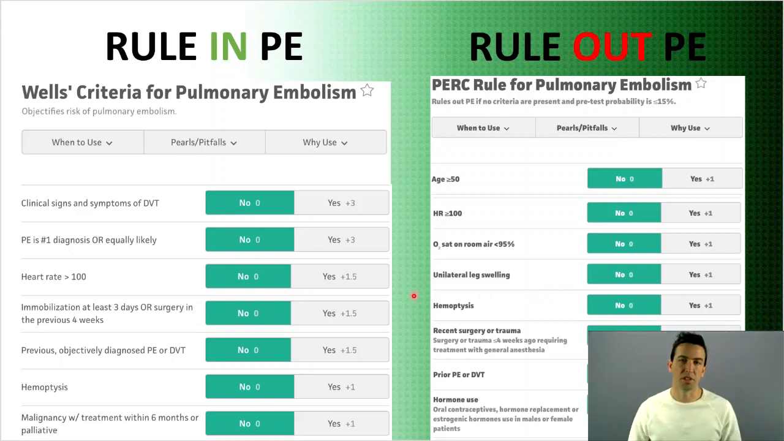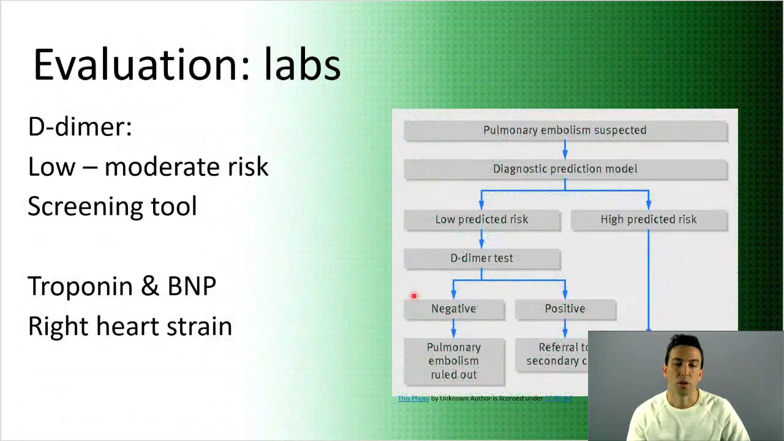And so knowing the difference on management and how you use these scores helps determine, am I going to go to a CT pulmonary angiogram as my next step? Am I going to get a D-dimer? Or do I just not think this is a PE at all, and this is a low-risk scenario? So going down that pathway, the next step would be talking about labs and evaluating the patient.